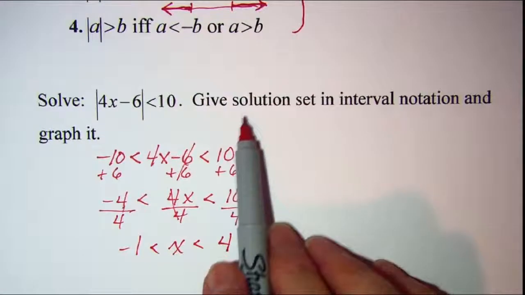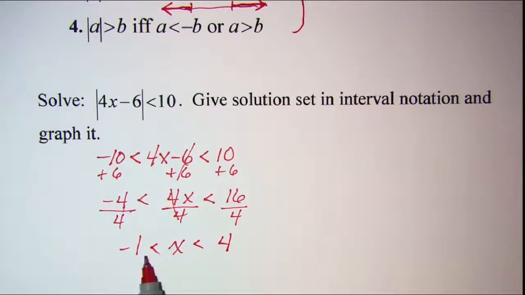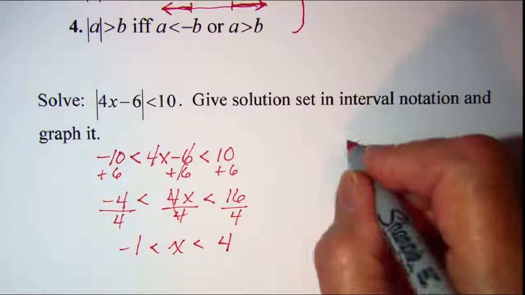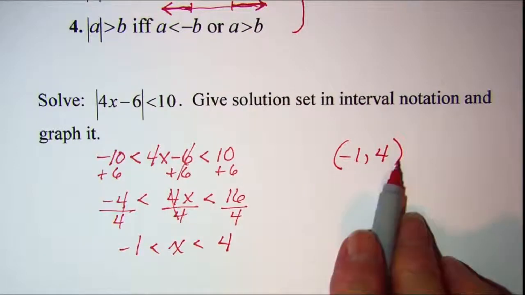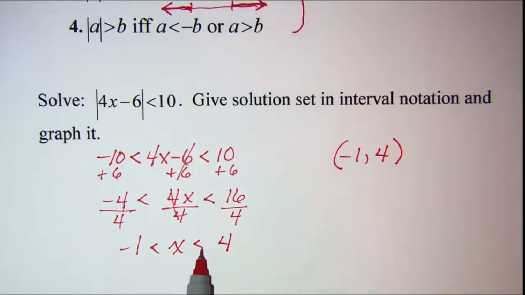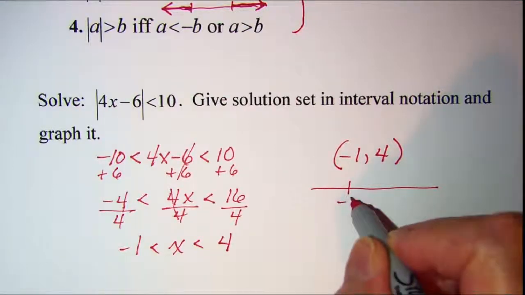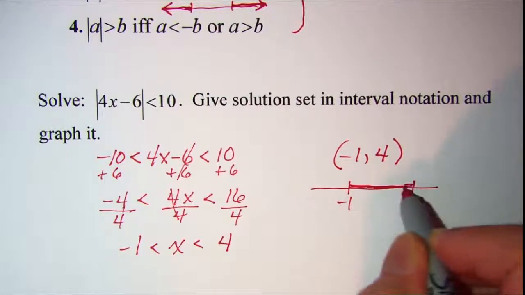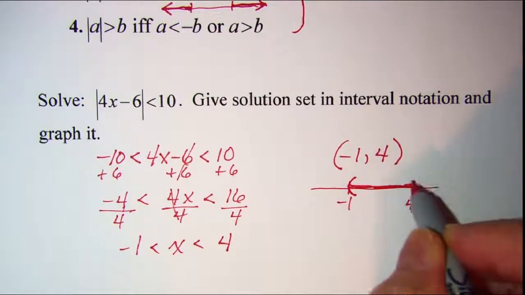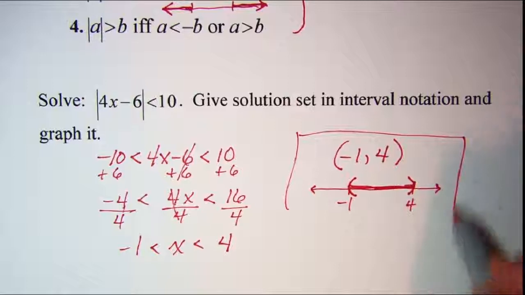So the direction says to give the solution set in interval notation. To show x between negative 1 and 4, my interval would be negative 1 to 4. And I use parentheses here because these are strictly less than symbols. There's no little line underneath. And then I also need to graph it. So my graph would be from negative 1 to 4. I want all the points in between there. And I'm not including either endpoint. And this is my solution.